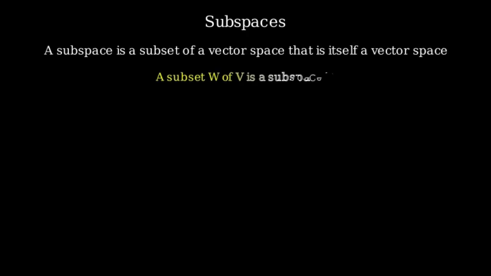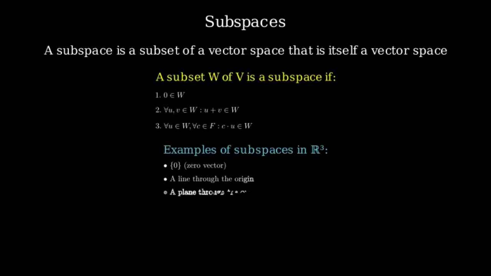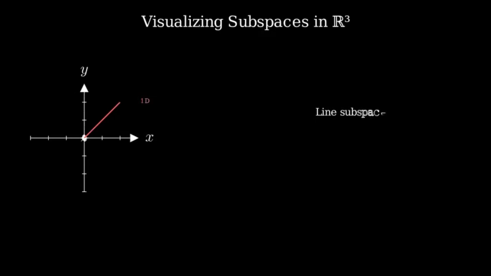Examples in R^n include the zero vector, lines through the origin, planes through the origin, and the entire space. In R^3, we can visualize subspaces geometrically. A one-dimensional subspace is a line through the origin. A two-dimensional subspace is a plane through the origin. All subspaces must contain the origin, the zero vector, and extend infinitely in their respective dimensions.